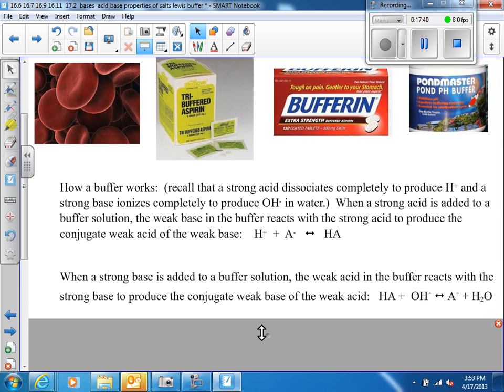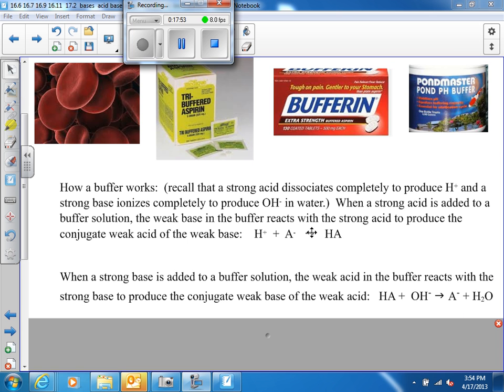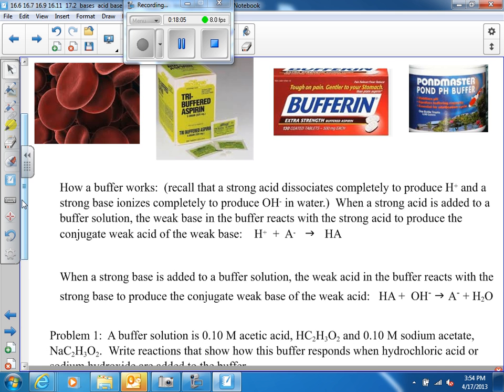And what about when we add a strong base, hydroxide? Well, hydroxide will react with the weak acid that was in the buffer to give us a weak base and water. Okay, notice I just changed the arrows. So if in your notes you have a double arrow, switch that to a single. These reactions go to completion for these buffer systems. So let's do a problem.